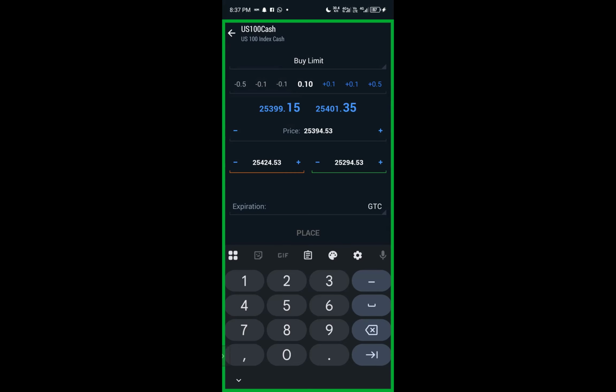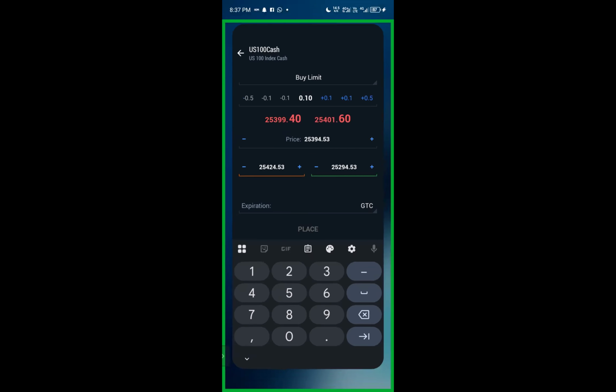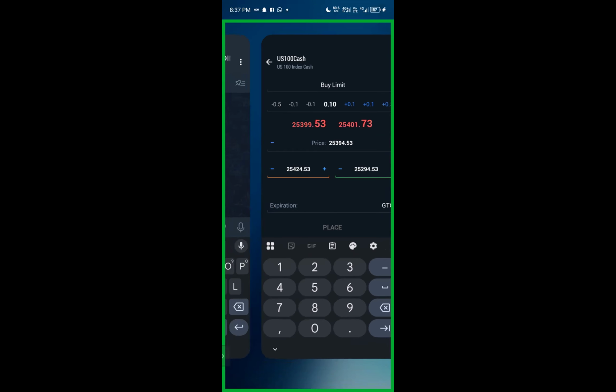And why am I saying buy limit? Sorry, sell limit, not buy limit, sell limit. We're selling, we're not buying. That's why you can't place it. Change it to sell limit.